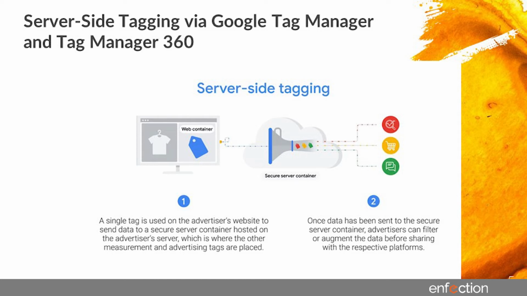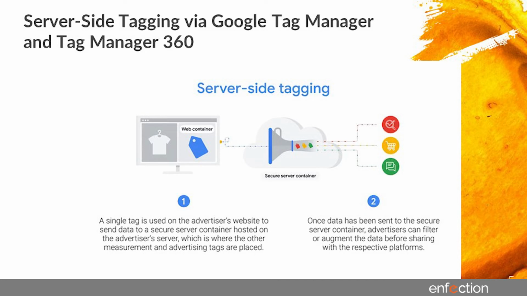So this one code will retrieve all the data, and they will process it in the Google Cloud servers, in the container in there, and they will pass on whatever information is needed to each of these tools or channels, right?